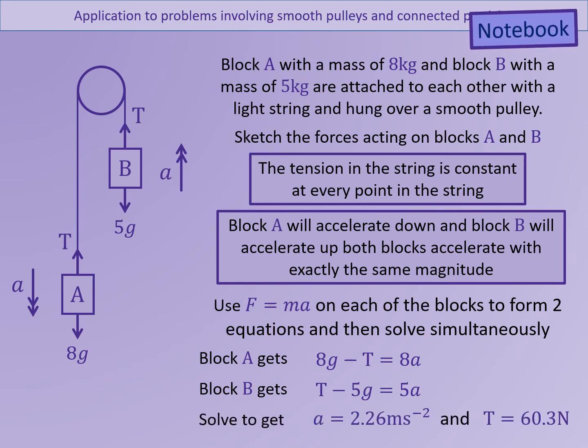We can solve these. The easiest way to solve them is to add the two rows together. This will cancel out the T and the minus T, and then rearrange to get a. If we do this, we get 2.26 meters per second squared. Once we have found a, we can then substitute this in to get T, which in this case is 60.3 newtons. Remember that G is just the constant 9.8.